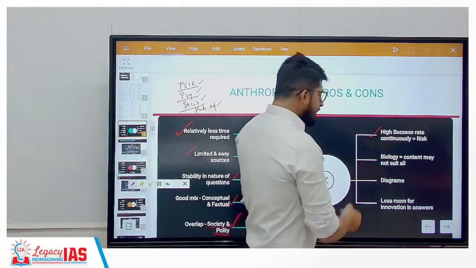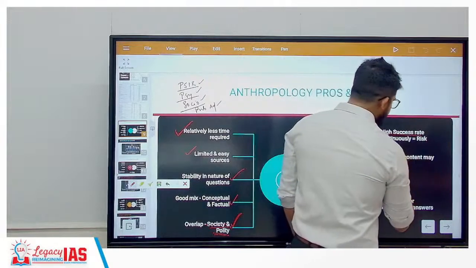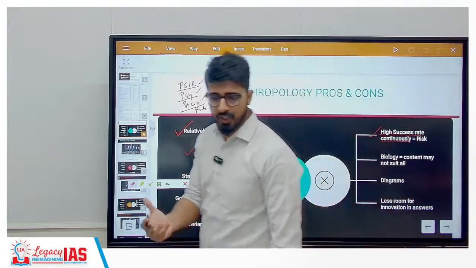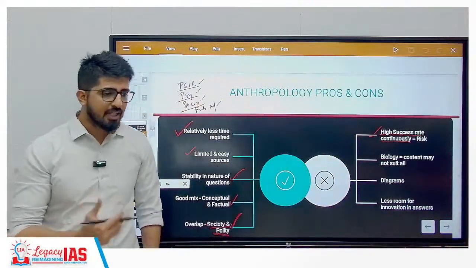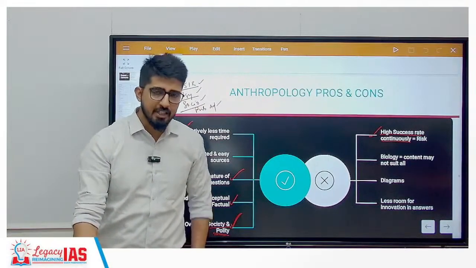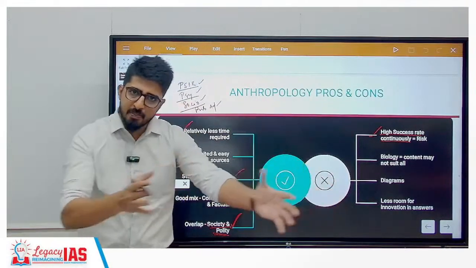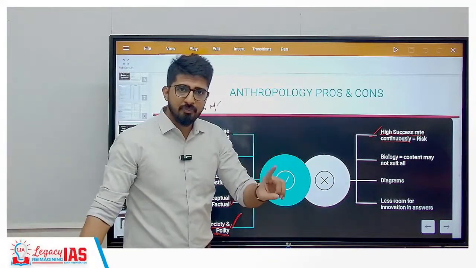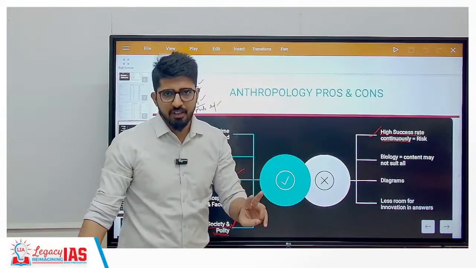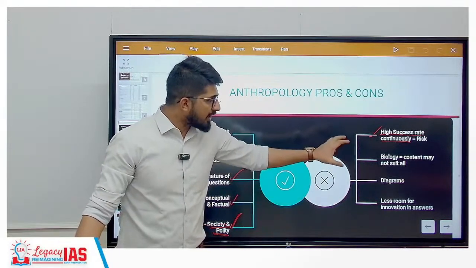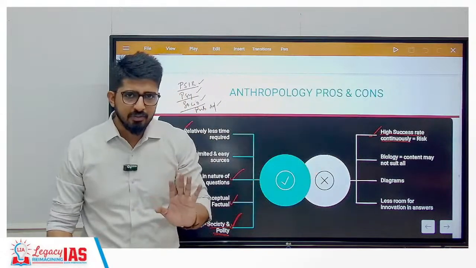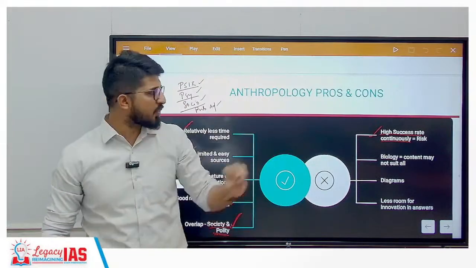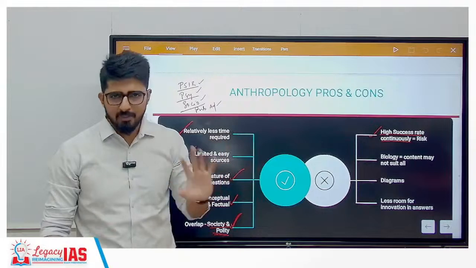Now coming to the cons, high success rate continuously, because of which maybe there is no certainty to it. Maybe UPSC decides that for 1 year, the paper becomes really tough, so that the concentration of the students gets spread across other subjects as well. This has happened with public administration earlier. This has happened with psychology as well earlier. So high success rate continuously is a risk factor. Risk factor in the sense, you never know when this paper will become really difficult. This is one thing you may have to keep in mind.